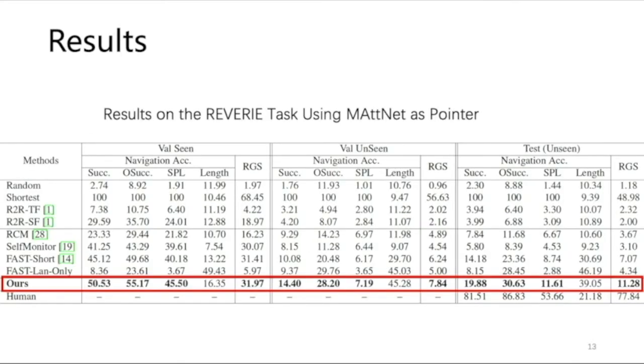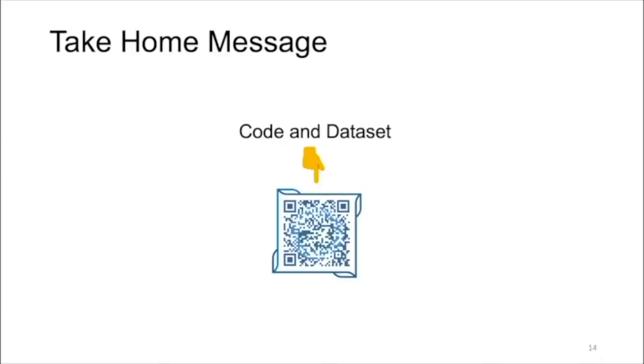Here are the results using MATNET as a pointer. It shows that performing visual grounding at each navigation step achieves the best performance, with an RGS of 11%. However, this is still far behind human performance. This indicates significant necessity of researches in this field.